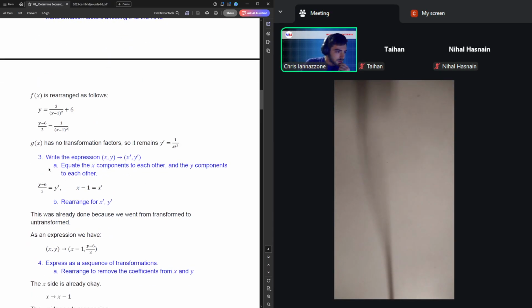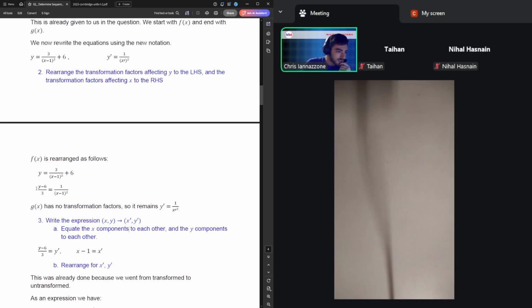Cool. Okay. Next up, we're essentially going to equate the x components to each other and the y components to each other. What do I mean by that? I mean, grab the left-hand side of the first equation and equate it to the left-hand side of the second equation. Y stuff equals y stuff. Just like that. X stuff equals X stuff. So that one equals that, which does simplify to what we have here.